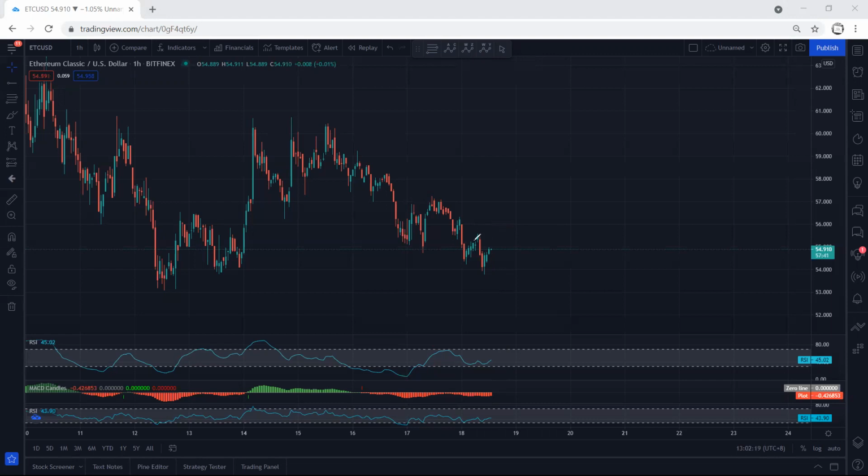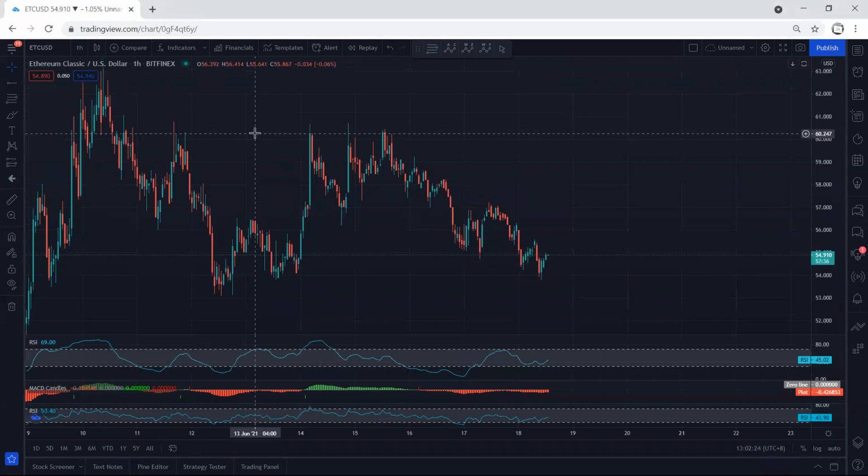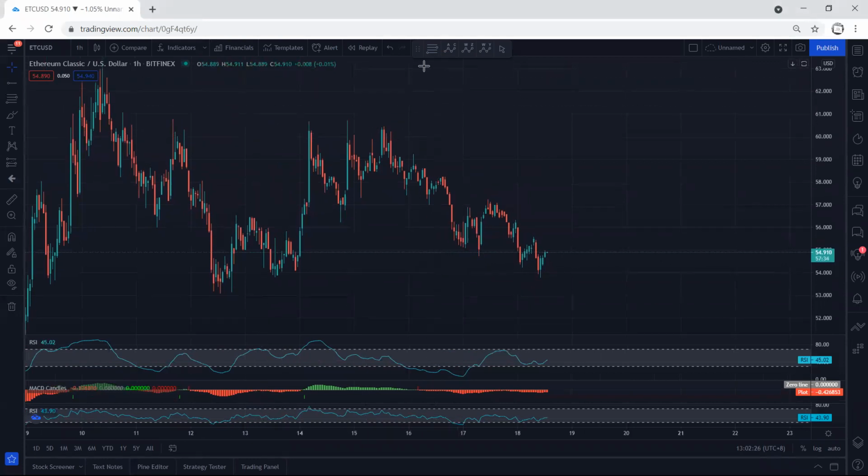Buying or selling right now doesn't make sense. In this case, we just follow the chart. We wait for the trade setup. If I see any update or trade setup, I will share.